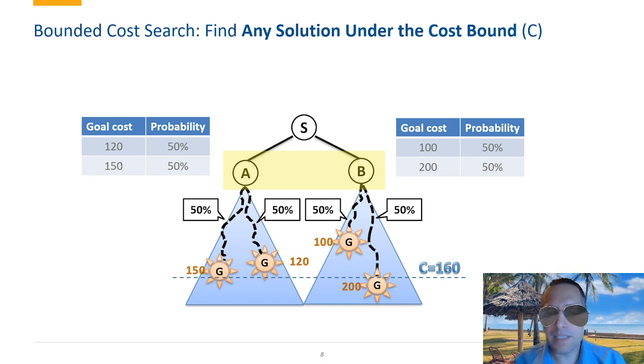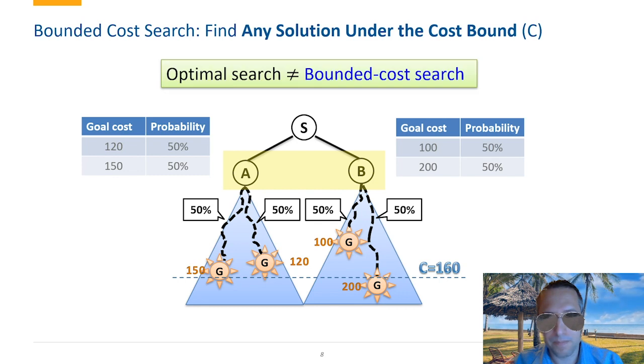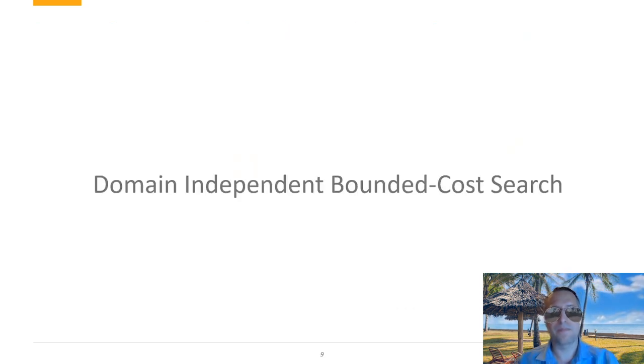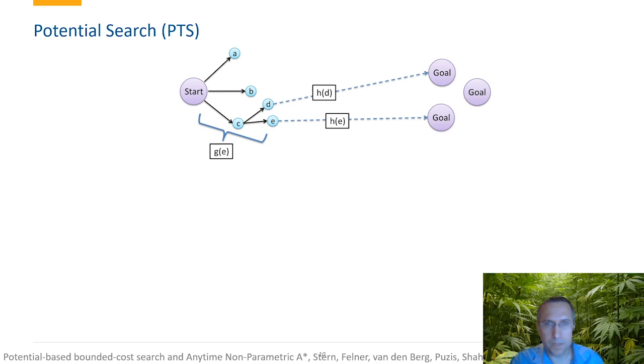I hope this example demonstrates that the decision-making process needed for bounded cost search is different from the one needed for optimal search. Next, I'll present the heuristic search algorithm for solving bounded cost search. The algorithm I'll present now is called potential search.